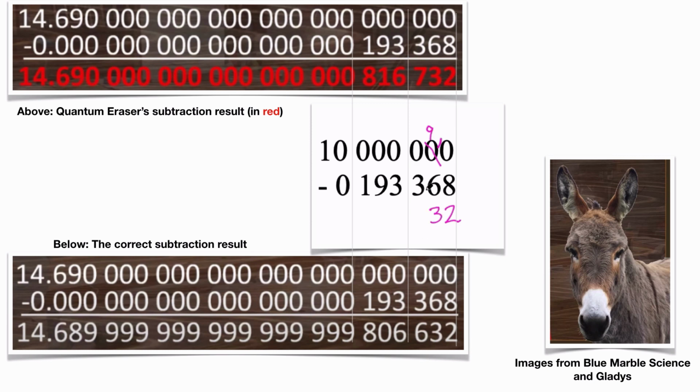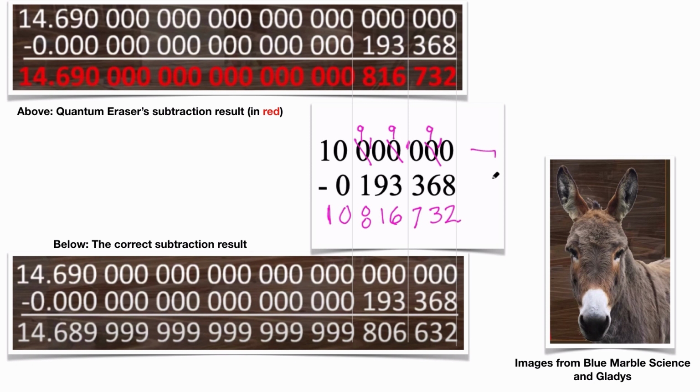Now we have 0 minus 3, which we can't do. So we need to borrow 1 from this and make this a 9, and then make that a 10. 10 minus 3 is 7. And then 9 minus 3 is 6. And again, 0 minus 9 we can't do. So we borrow 1 from that, make that a 9. And then we have 10 minus 9 is 1. And then 9 minus 1 is 8. And then the rest was zeros. 0 minus 0 would be 0 all the way on out, and in this case, it's just a 1.